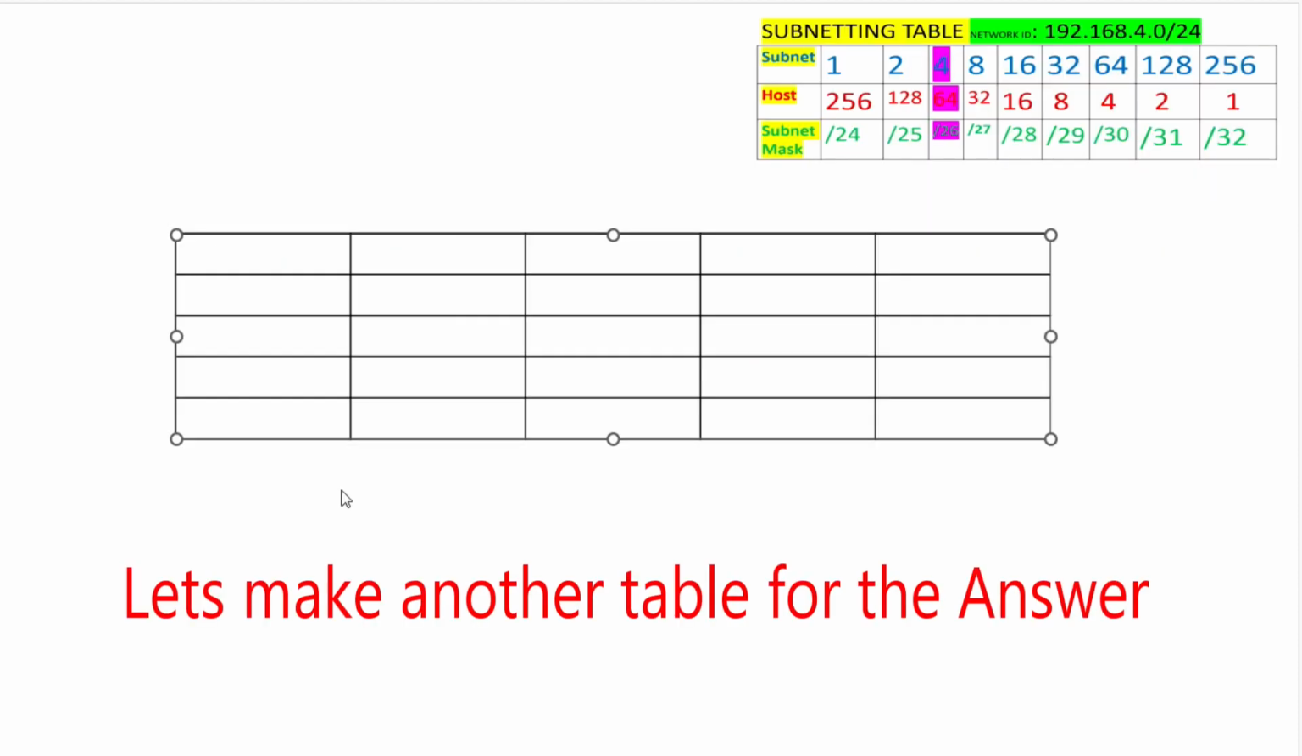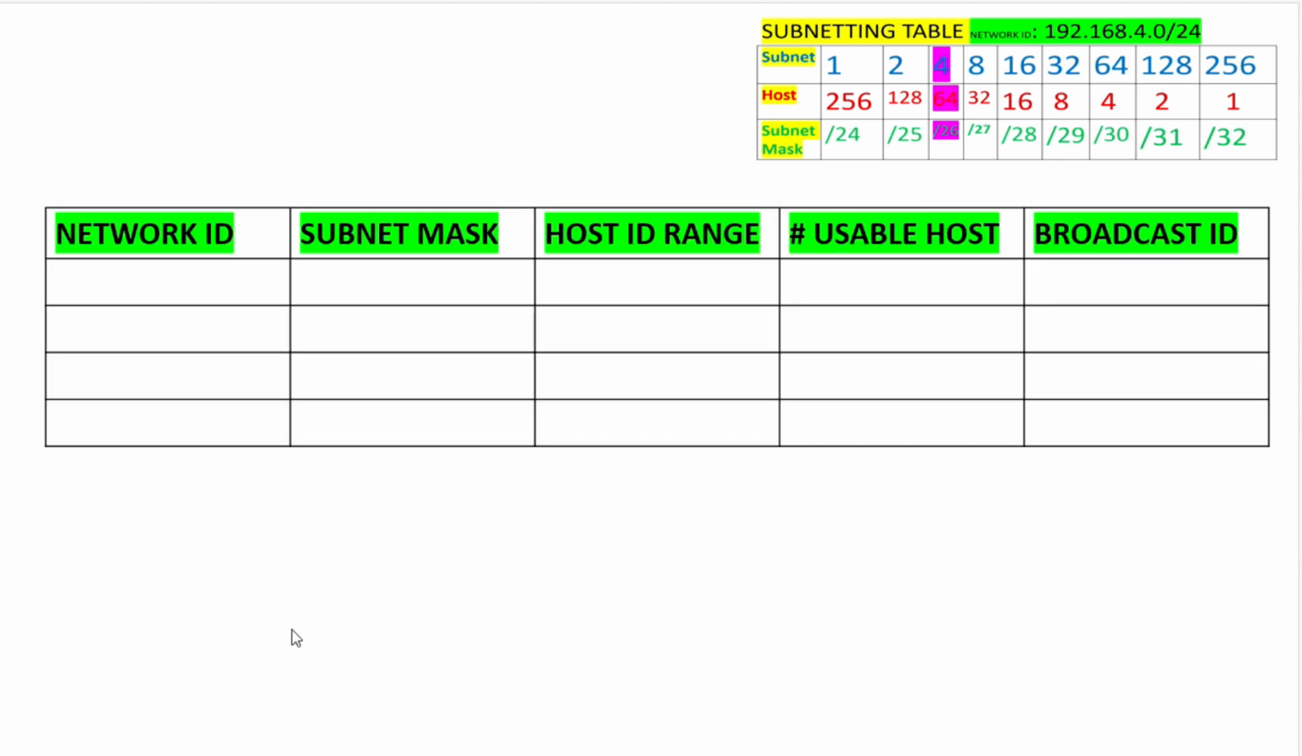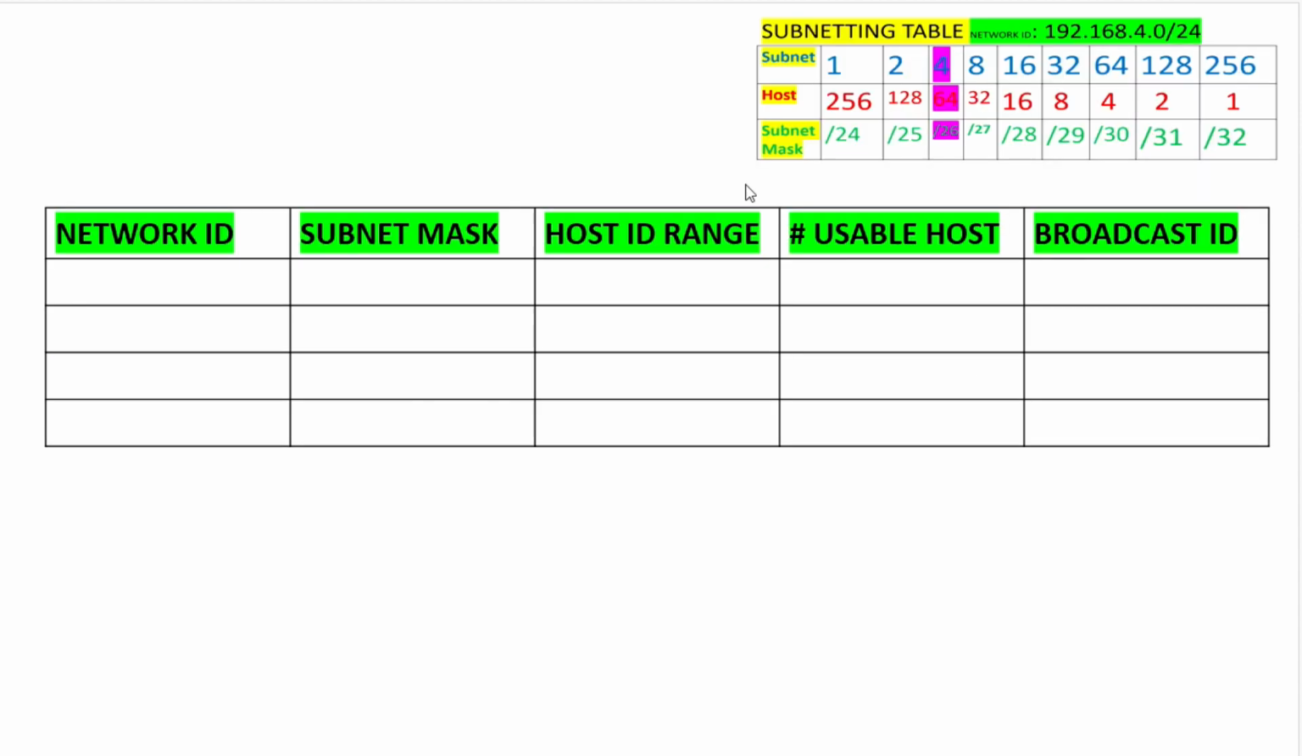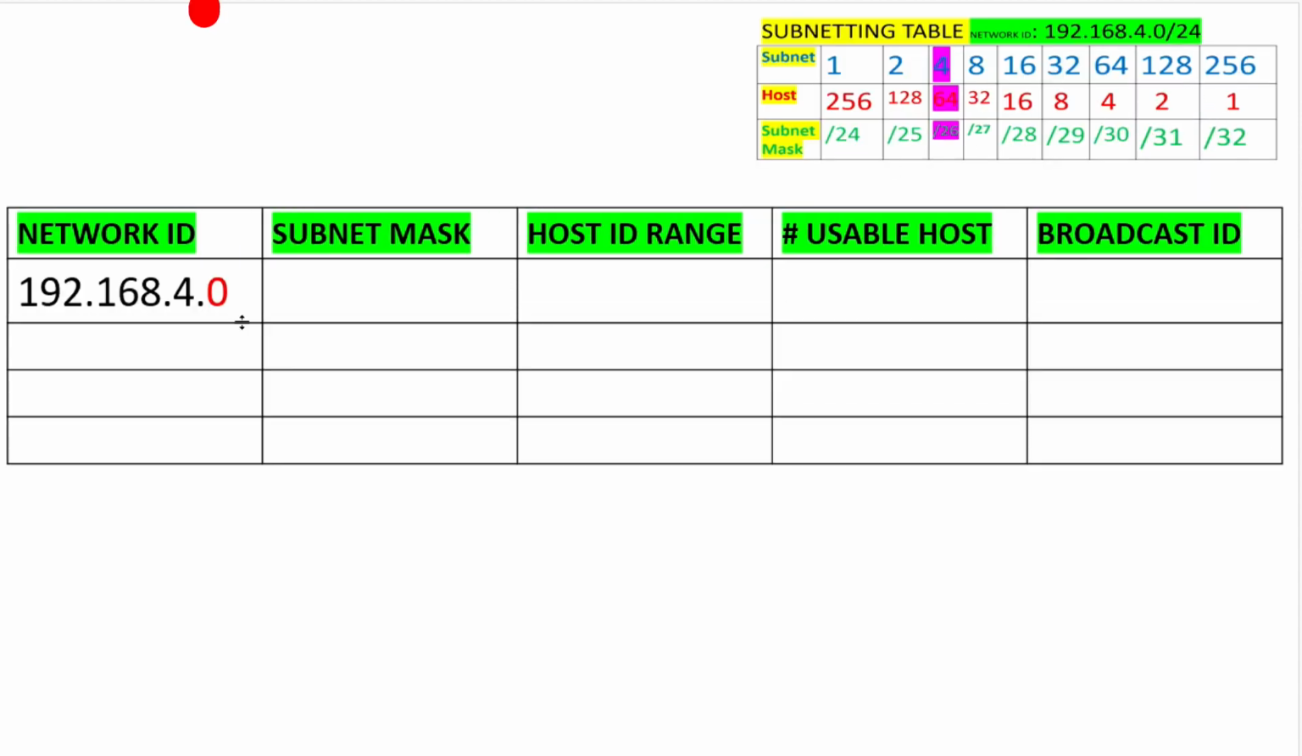Now I'm going to create another table where I can calculate the network ID, subnet mask, host ID range, number of usable hosts, and broadcast ID. So let's find the first new network ID. The first network ID is always the original network ID, which is 192.168.4.0/24. So our answer is 0. I am using the red font to identify the last number because the first 3 numbers will always stay the same. So please just focus on the last number, which is red in color.